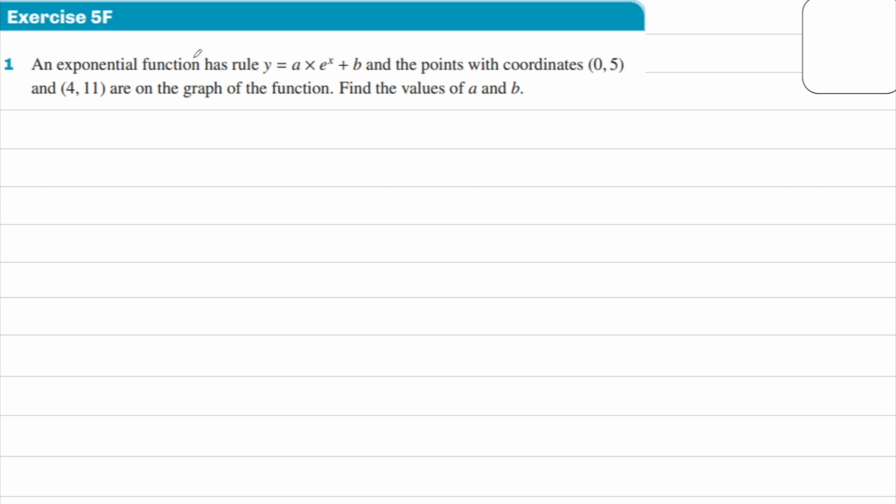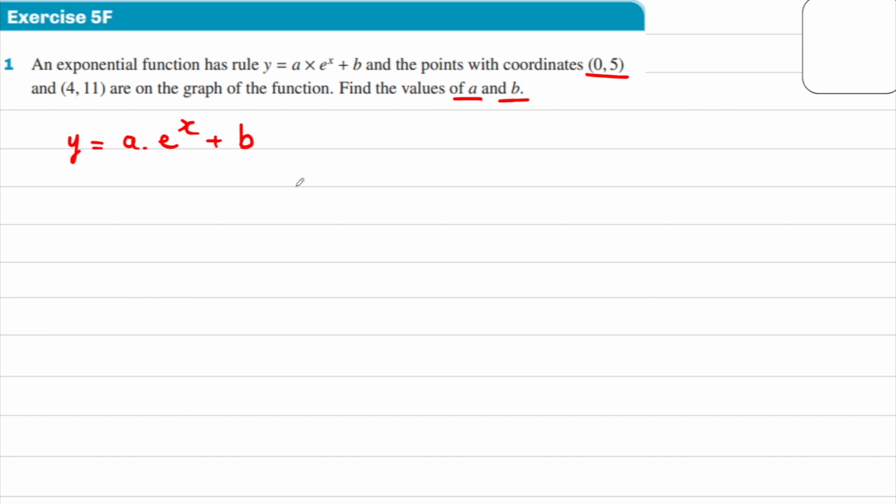Question 1, exponential function, you have the rule. It means you have the function y equals a e to the power of x plus b here. Rewrite this one, you get a multiplied by e to the power of x, plus b. The question will ask you about the value of a and b. And you got two clues. One of them is (0, 5), and the other one is (4, 11).